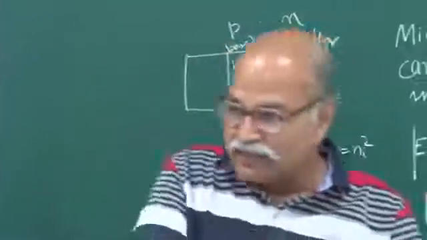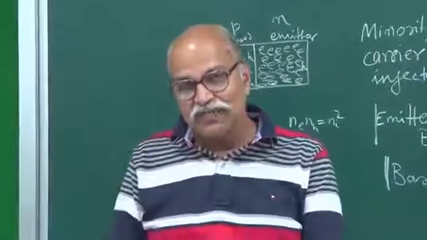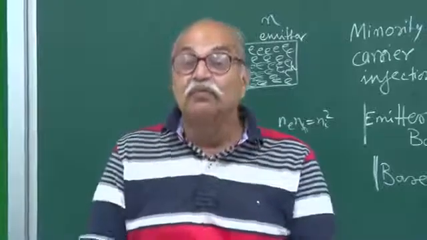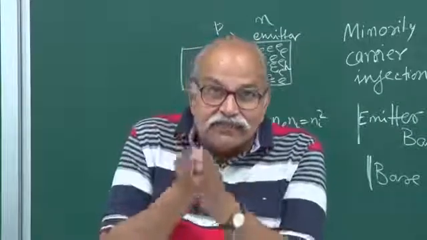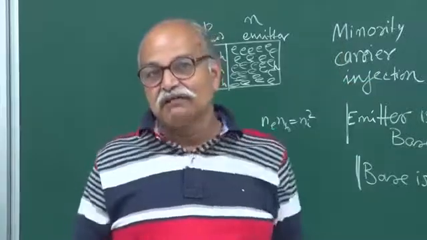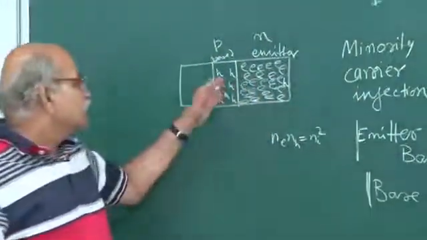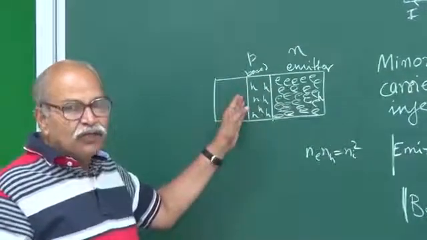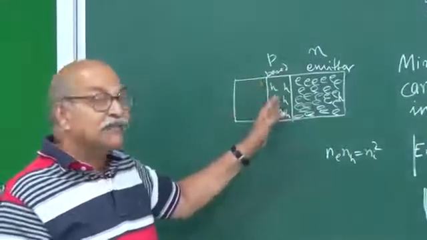They come and they move, and then they combine with those holes, but if you don't allow sufficient time, most of them will not recombine in that thin space. So that's why it is made so thin, of the order of micrometers, that these injected electrons just cross through this base region almost without recombining, or a very small fraction of that will recombine.